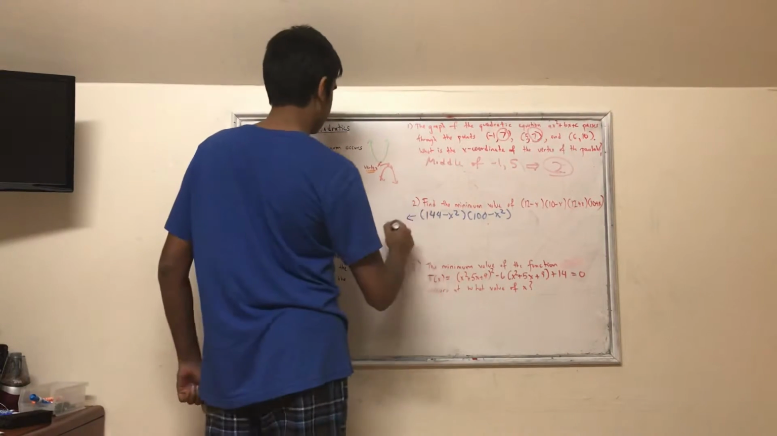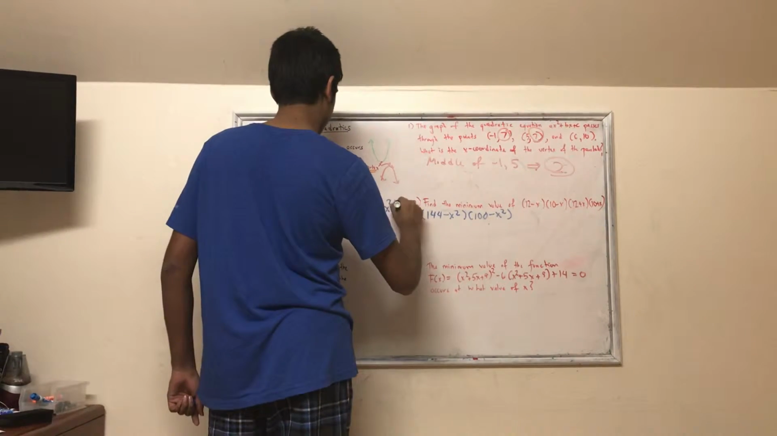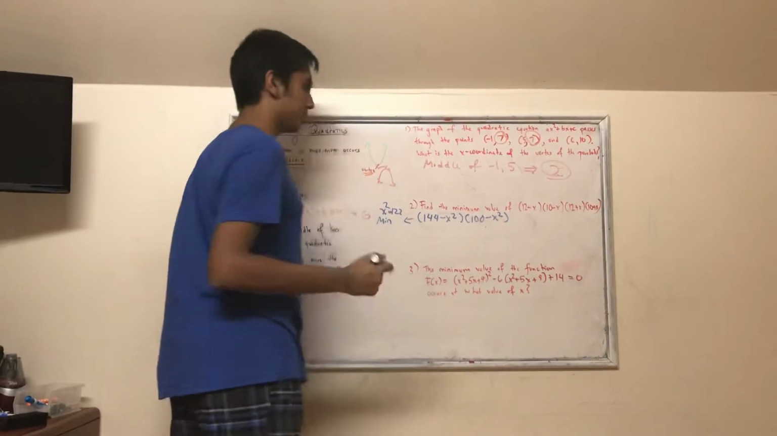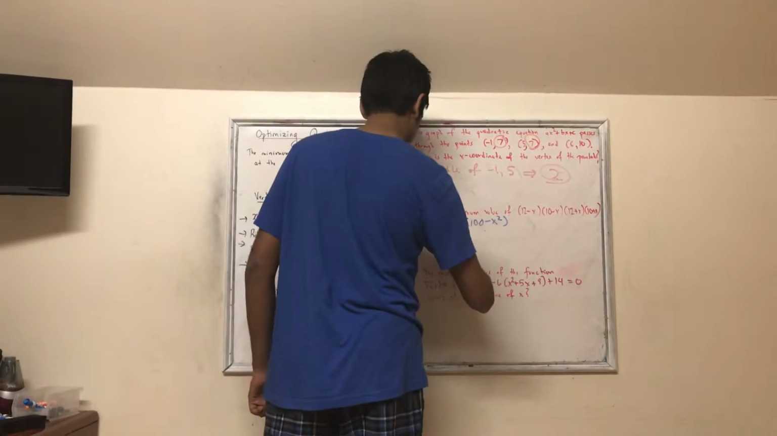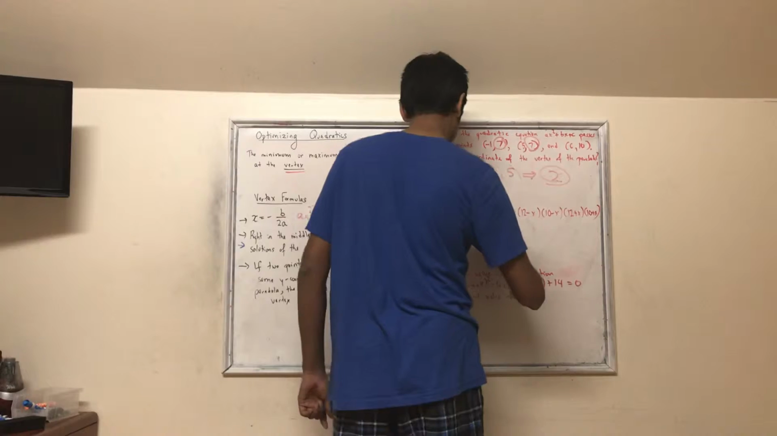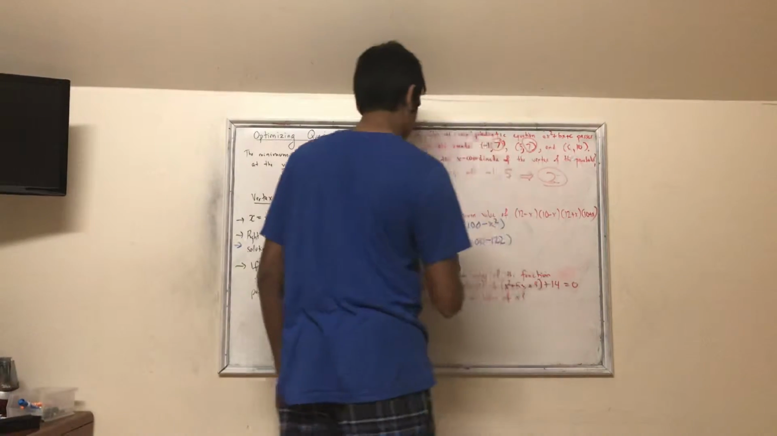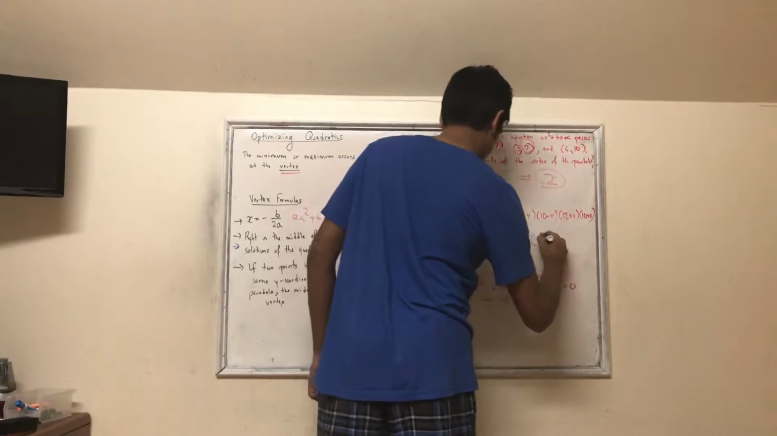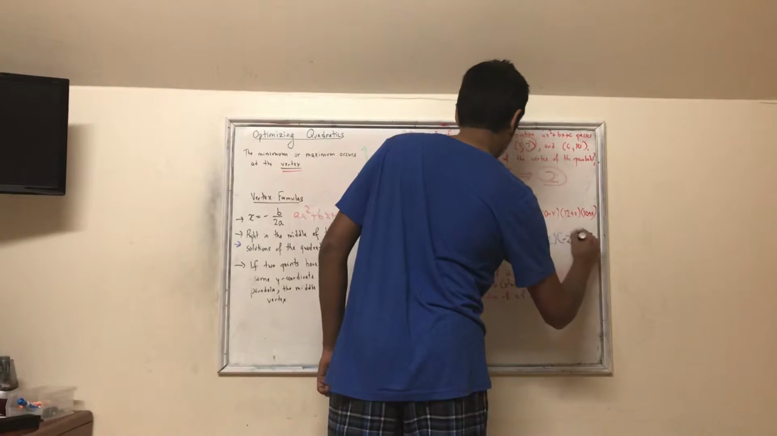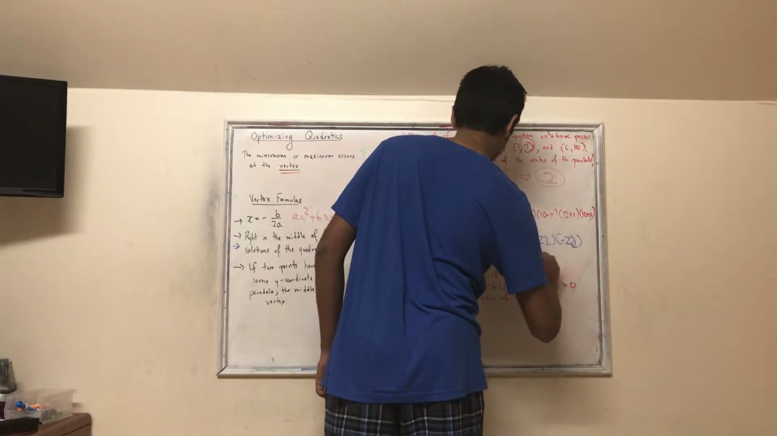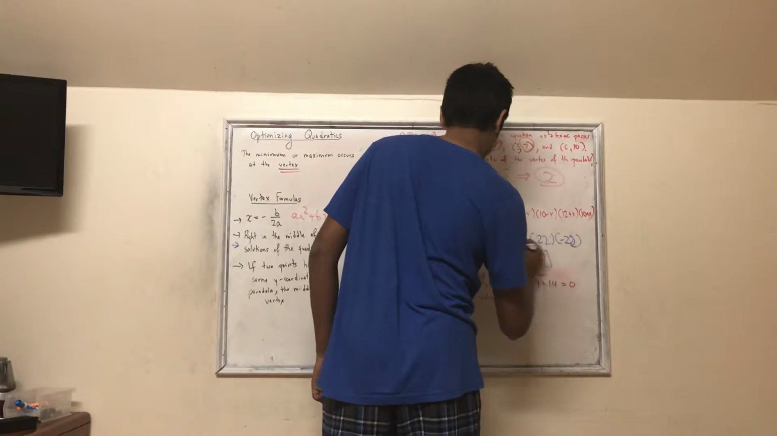So the minimum is going to occur when x squared equals 122. We're going to put that in, and we get 22 times negative 22, which is negative 484, and that is our minimum value.